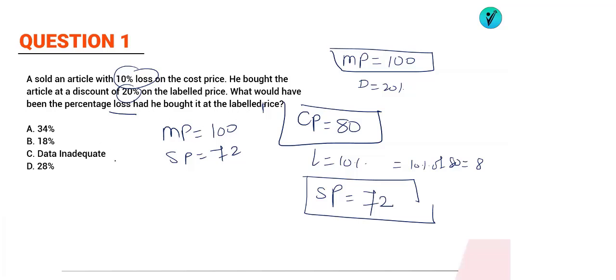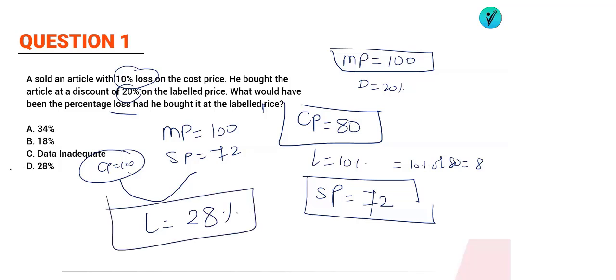That means if his cost price is also 100. Instead of the discount, if the cost price is 100, what will be the loss? So you can see CP is 100, SP is 72. So there will be a loss of 28%. That's it. The answer will be option number D. Easier. Now we will jump to the next question.